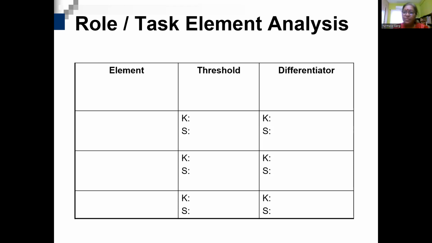For example, I take the example of a recruiter. What could be some of the broad elements? Anybody? Of a recruiter. First of all, have you understood what is a job element? I think you have to put more light on this. Quick. Anish? No, you have to put more light on this.